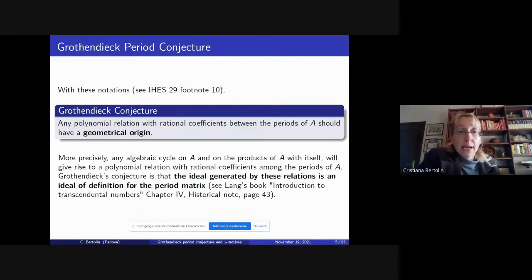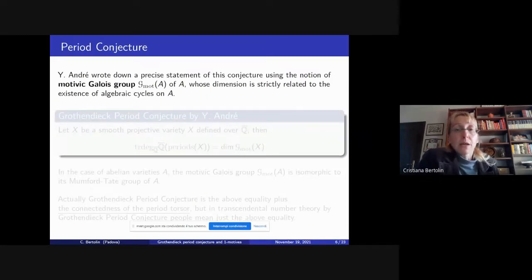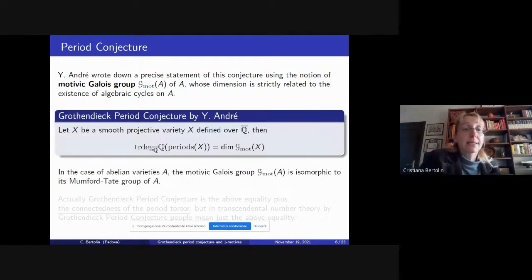So several years later, Yves André, using the notion of motivic Galois group, proposed the following way to write down the Grothendieck conjecture. He said that if X is a smooth projective variety over Q bar, then the transcendence degree over Q bar of the field over Q bar generated by the periods of X should be equal to the dimension of the motivic Galois group.